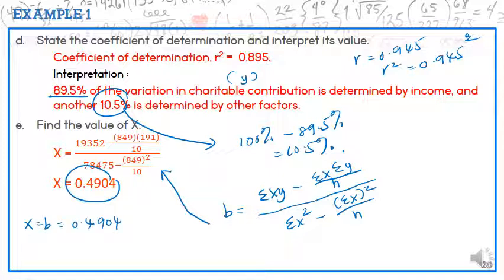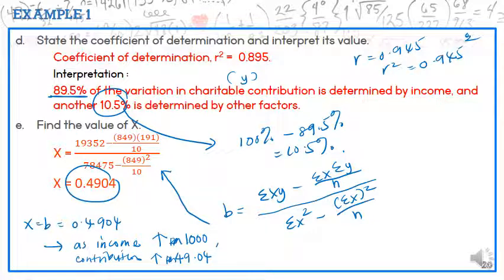Okay. If dia suruh you interpret X, so X ini sebenarnya your B is 0.4904. So, macam mana nak interpret? As income increase by 1,000 ringgit, your charitable contribution will increase by 49.04 ringgit.